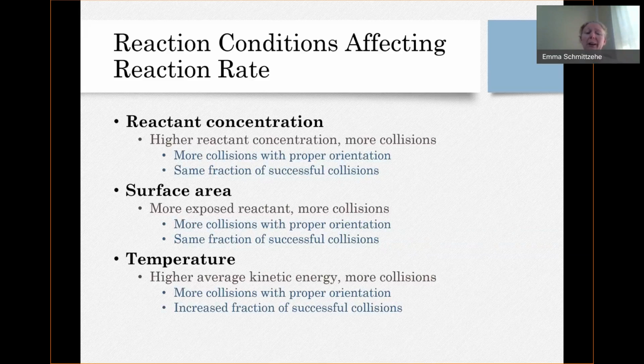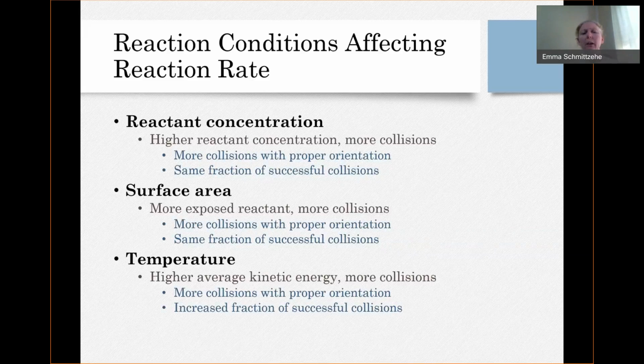And then changing the reactant concentration. The surface area, that really only applies if you're dealing with solids, which most of the time we're dealing with aqueous type reactions or gas phase reactions. And so that wouldn't help you on those.